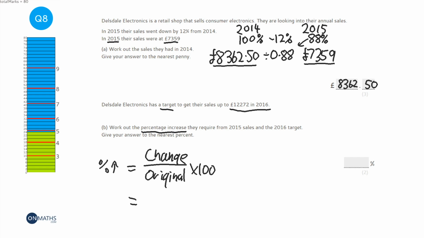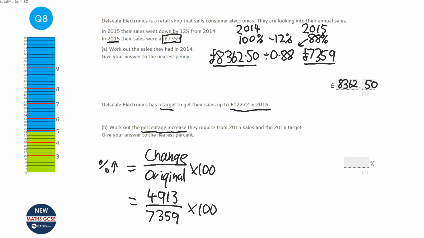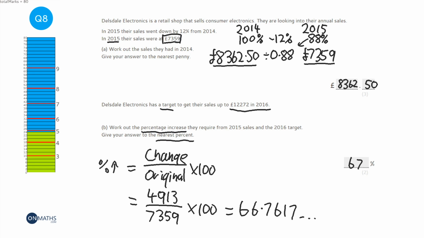So the change, well, that's going to be 12,272, take away the 2015 sales, so that's that one there, 7,359. So they're looking for it to change by 4,913. The original was at 7,359, and we need to times by 100. So I'm going to divide that by 7,359, times it by 100. And that gives me 66.7617, blah, blah, blah. So that's to the nearest percent, so that's going to be 67%.